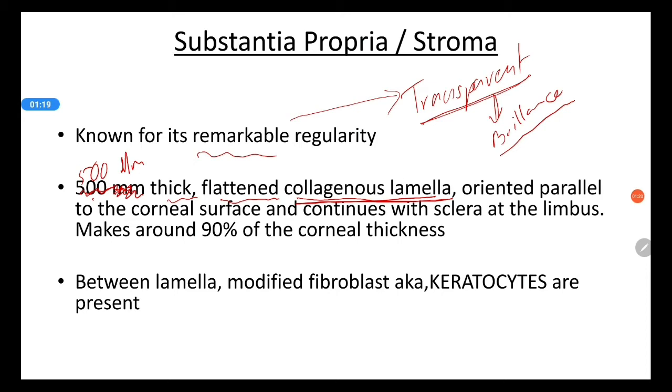Now these lamellae are actually arranged in a brilliantly parallel manner, and it is continuing with the sclera at the limbus. And it is the stroma that makes up 90% of the corneal thickness. The only cells that you happen to see in the stroma are called keratocytes.